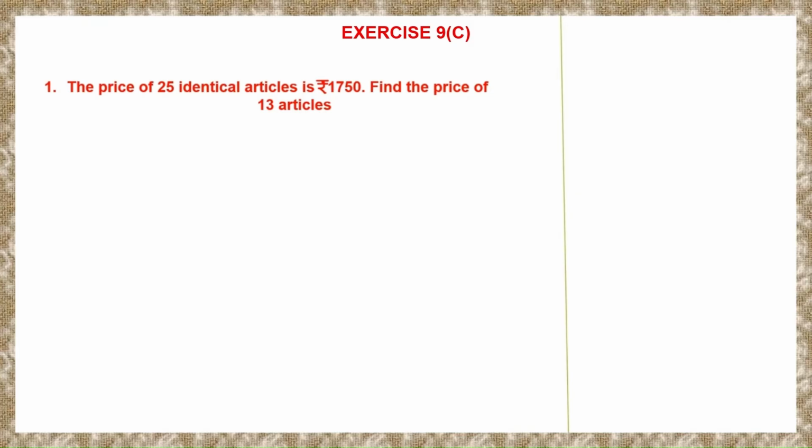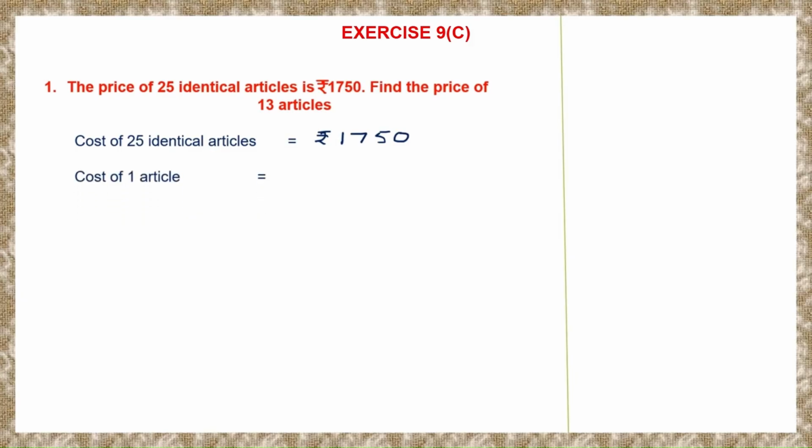So let's read the first question. The price of 25 identical articles is rupees 1750. Now we have to first find the price of one article and then find the price of 13 articles. So right now the price of 25 has been given to us. So the cost of 25 identical articles is given to us as rupees 1750. Now we have to find the cost of one article.